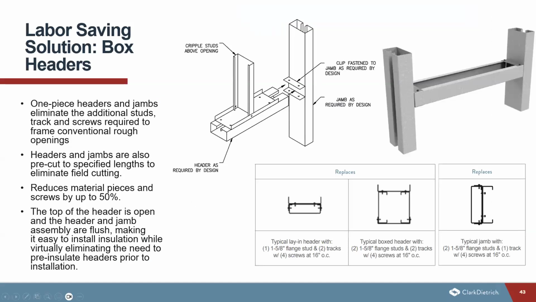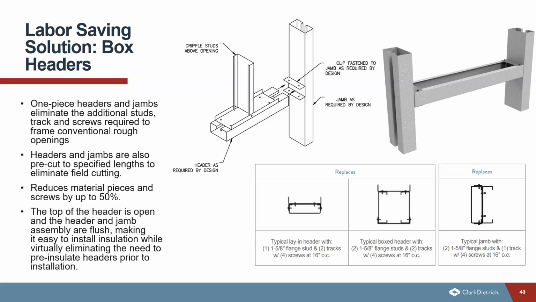And the next solution that we'll talk about is the box headers. Now you can see at the bottom here the types of headers that it replaces, but essentially these box headers are one-piece headers and jams that eliminate the need for additional studs, tracks, and screws required to frame conventional rough openings. They're going to be pre-cut in specified lengths to eliminate field cutting.